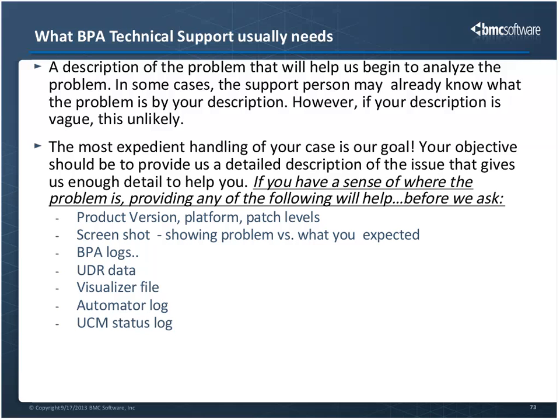UDR data, which is the raw data that comes in, so maybe we could recreate the problem on our end. Visualizer file, same thing. We can take that and run it in our environment to see if we can reproduce the problem. Automator log is really helpful if something has gone wrong with Automator. Usually it's pretty obvious, you could probably figure that out yourself, but it might be something we would ask for. UCM status log. So these are the kinds of things that are useful.